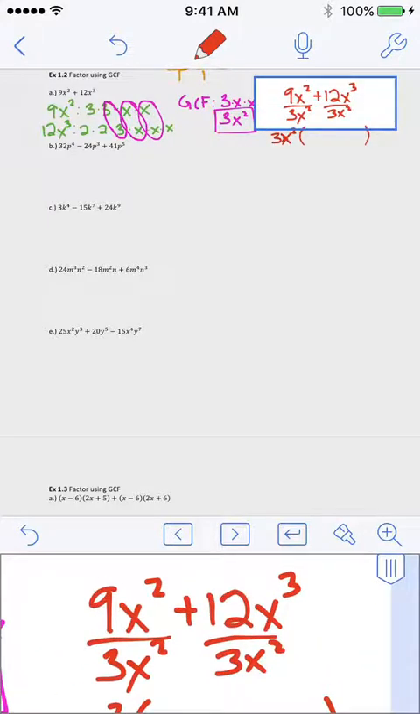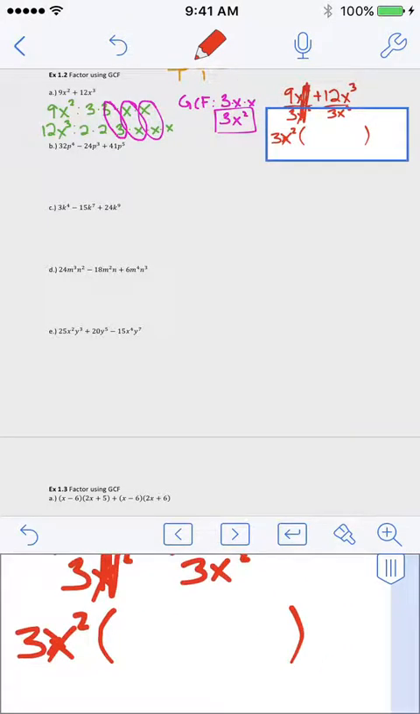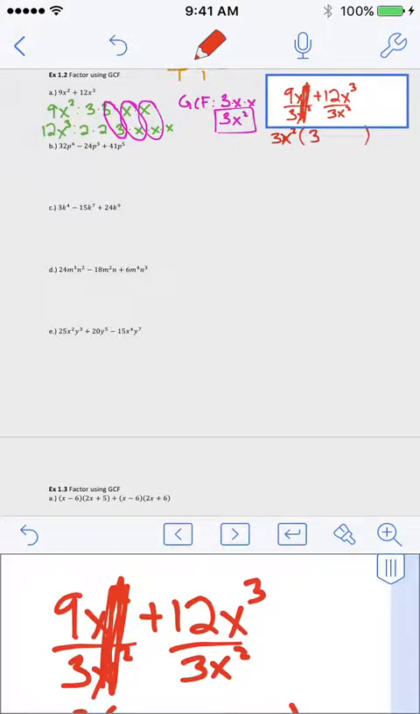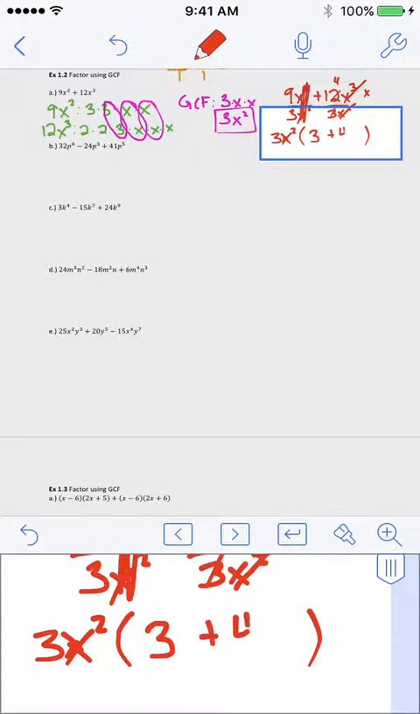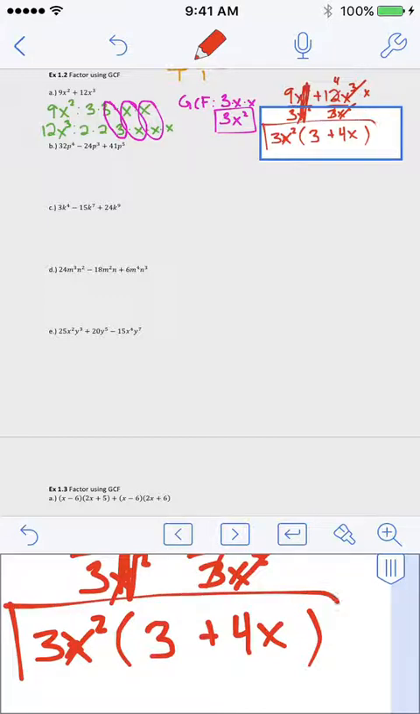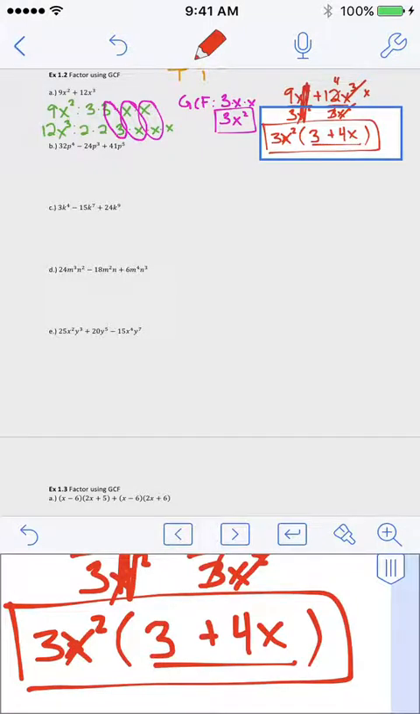But then when I divide it, those two are going to cancel, right? Quotient property, or quotient rule. So x on the top, x on the bottom, cancel. 9 divided by 3 is 3. Same thing over here. Quotient rule says I've got 3 on the top, 2 on the bottom. I'm left with 1 on the top. 12 divided by 3 is 4. So 3 plus 4x times 3x squared is my final factored form. And I can tell that because these guys don't have anything in common, right?